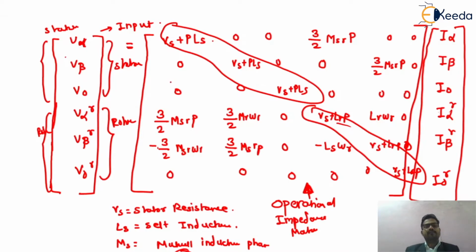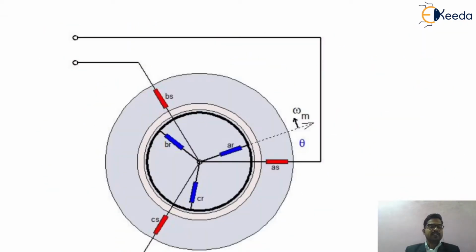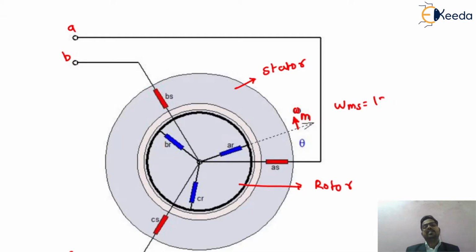So friends, now we can understand again the basic fundamental things of your induction motor. As we have seen in the diagram, we are getting phase A, phase B and phase C. This is called the stator of your induction motor, and this is called the rotor. As we know, the rotor of your induction motor will be rotating at synchronous speed, omega m. We call it omega ms, the synchronous speed, that is 120f upon p, or we call it Ns, that is 120f upon p.